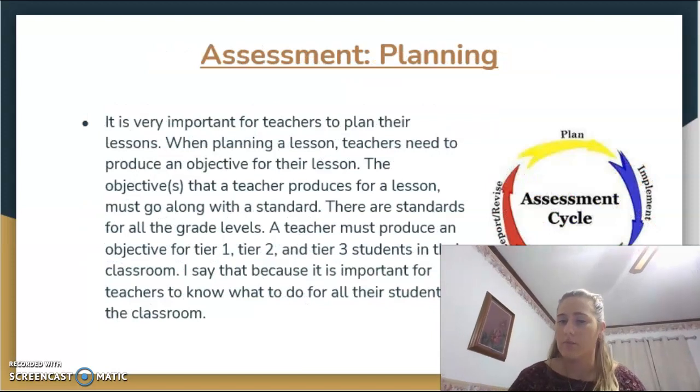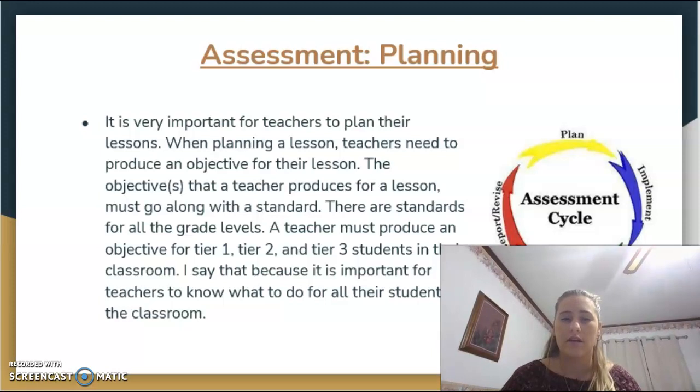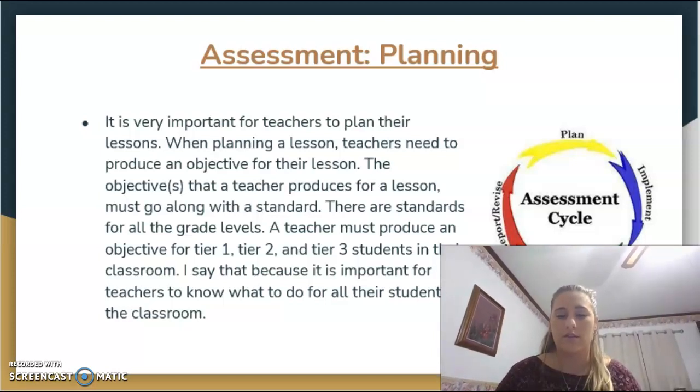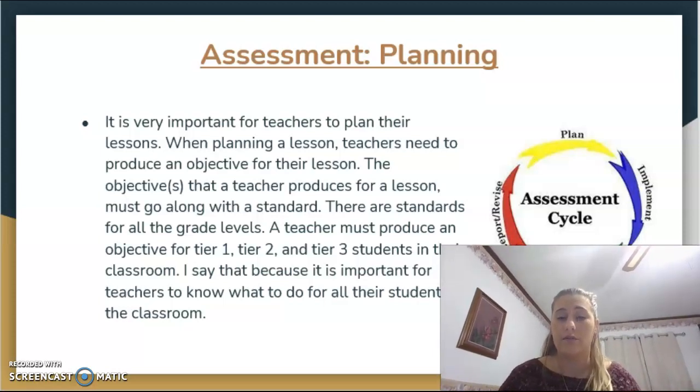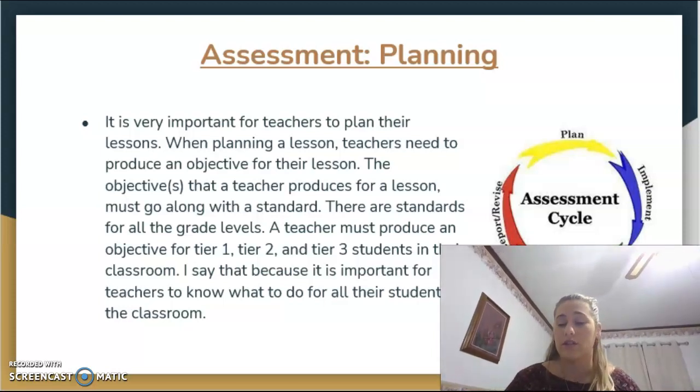Planning is very important when doing your lessons. When planning lessons, teachers need to produce an objective for their lesson. The objectives that a teacher produces for a lesson must go along with standards. These standards go along with all grade levels, and teachers must make objectives for Tier 1, Tier 2, and Tier 3 students. And I say that because it's important for teachers to know what to do for all their students in the classroom.